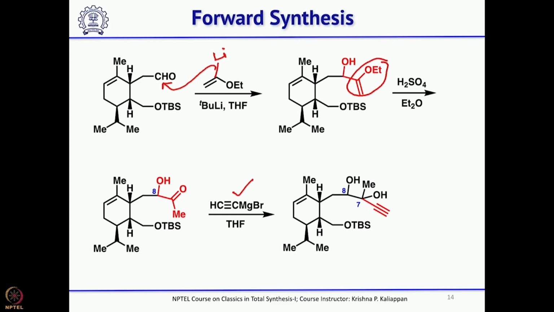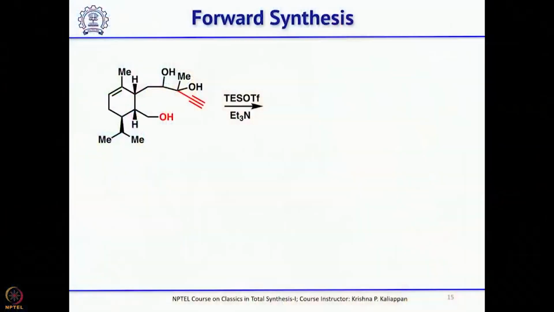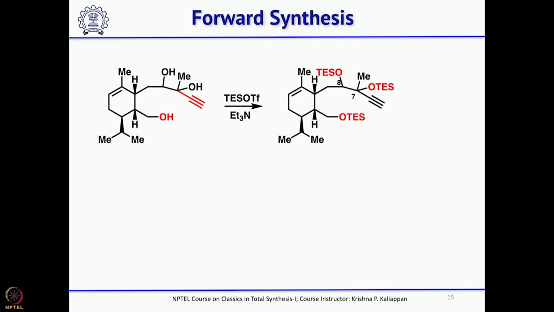So, once you have this tertiary allylic alcohol, now what one can do, see the TBS which is protected, the primary alcohol can be cleaved with TBAF to get the corresponding primary alcohol. Okay. Once you have this primary alcohol, you already have a secondary alcohol and tertiary alcohol. Okay. All the hydroxyl groups can be now protected as TES ether. Okay. So, now you see you have 3 hydroxyl groups being protected as TES ether.